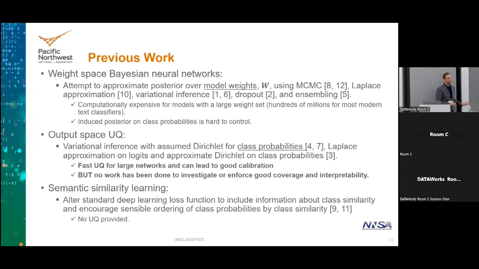Obviously, why that's useful is that it's a lot faster for these large neural networks. It can still lead to good calibration. But what we noticed was that there wasn't work done to investigate or enforce this trade-off between calibration and good coverage, while also incorporating a sense of interpretability.